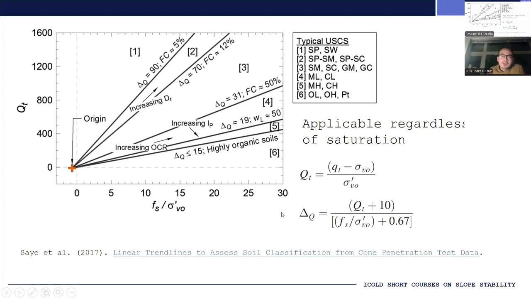So this chart that I'm showing in this slide is from a 2017 publication, and I find it quite useful because it is applicable regardless of the saturation level. So this chart works for, or at least is intended for, both saturated and partially saturated soils. It's not as well known as other charts, so I wanted to bring it to your attention here.